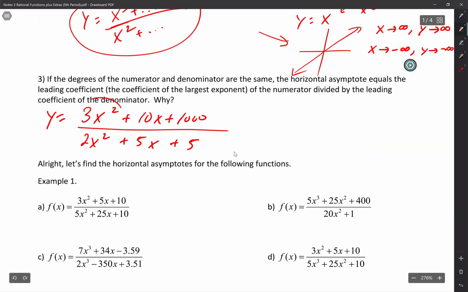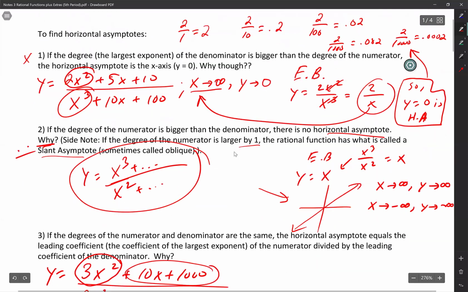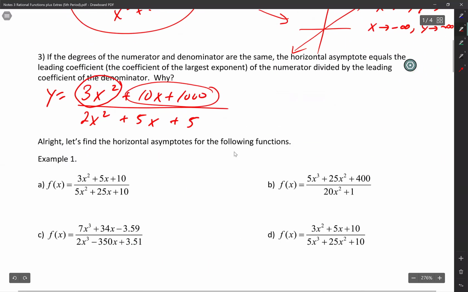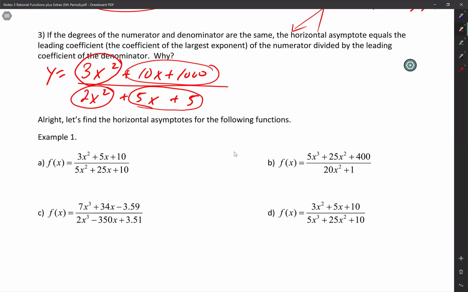In the numerator, the 3x squared is considered ocean, and the 10x plus 1,000 is like spit. I could have said the same thing for number 1 here. The 2x squared is like ocean, and the 5x plus 10 is insignificant as x gets really, really large. The 2x squared is like ocean, and the 5x plus 5 is like spit. It's insignificant as x gets large.